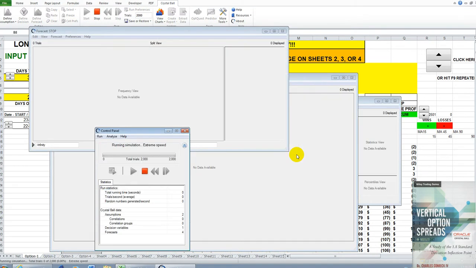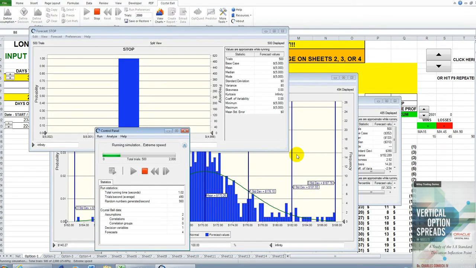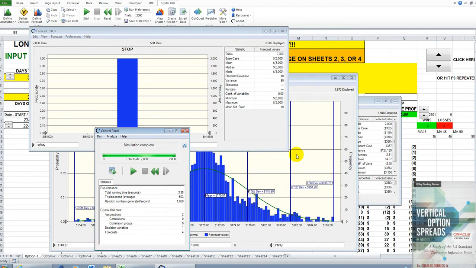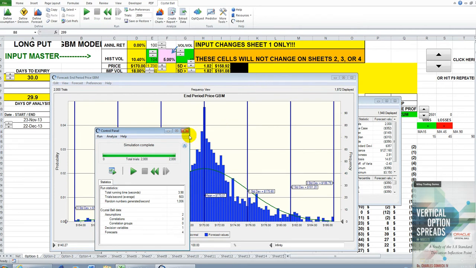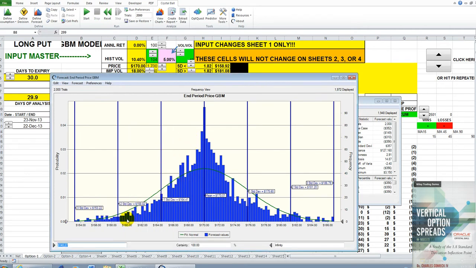It'll give us a whole set of distributions again. As soon as it's done, and this is doing 2,000 iterations, I'm going to shut off the stop feature. We don't need that. We can get rid of this now. And now you can see what I mean.